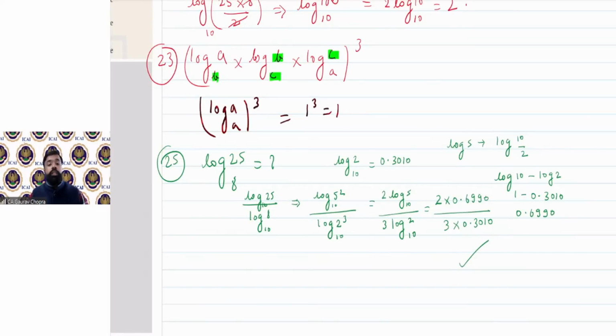Whatever properties we have discussed today, you will start forgetting from tomorrow. So it is better to recall them today itself.